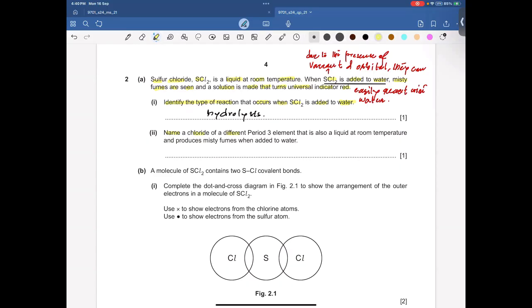Name a chloride of a different period 3 element that is also a liquid at room temperature and pressure. By the way, the period 3 chloride that is a colorless liquid at room temperature is going to be silicon tetrachloride, which has a formula of SiCl4. When it is treated with water, because of the presence of vacant d orbitals, it hydrolyzes with water, and obviously you will get a white precipitate and misty fumes of HCl. So the examiner is looking for the name. So I believe we can write silicon tetrachloride.